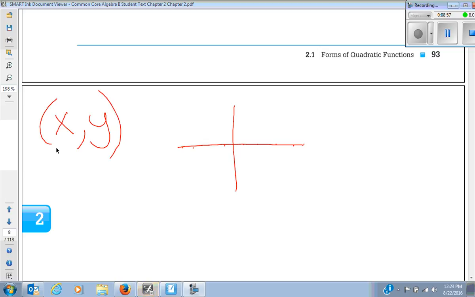Basically, I think of this as a giant treasure map, and the first number tells you how far to go left or right. If it's positive, I go right. If it's negative, I go left. And the second number tells me how far to go up or down.